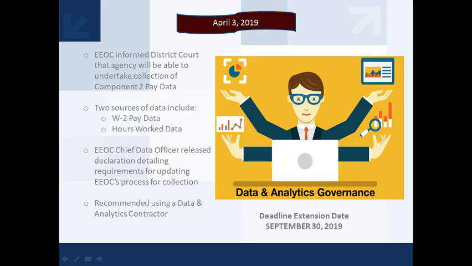On April 3rd of 2019, the EEOC informed the District Court for the District of Columbia that the agency would be able to undertake the collection of 2018 EEO-1 Component 2 data by September 30th of 2019. The deadline extension, if it was acceptable by the judge, would allow employers additional time to comply and begin to pull pay data if they hadn't already prepared to do so. The two main sources of data needed for EEO-1 Component 2 include W-2 pay and hours worked data.